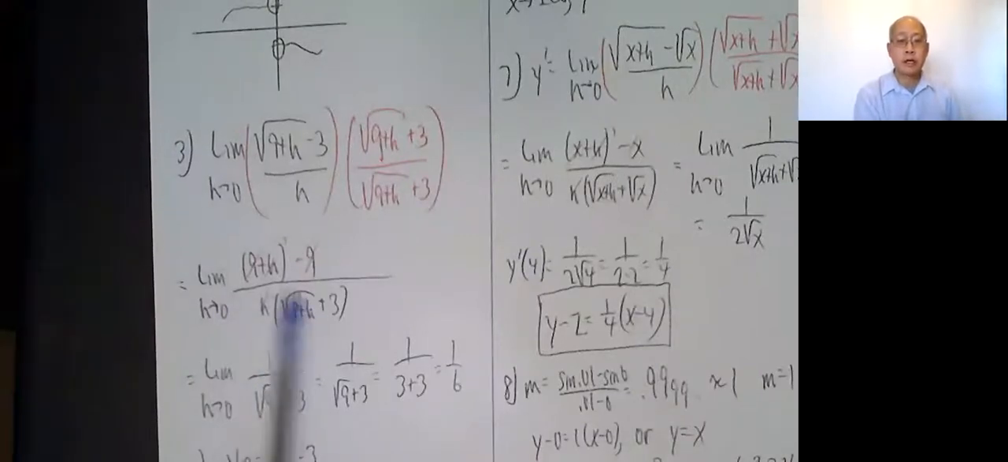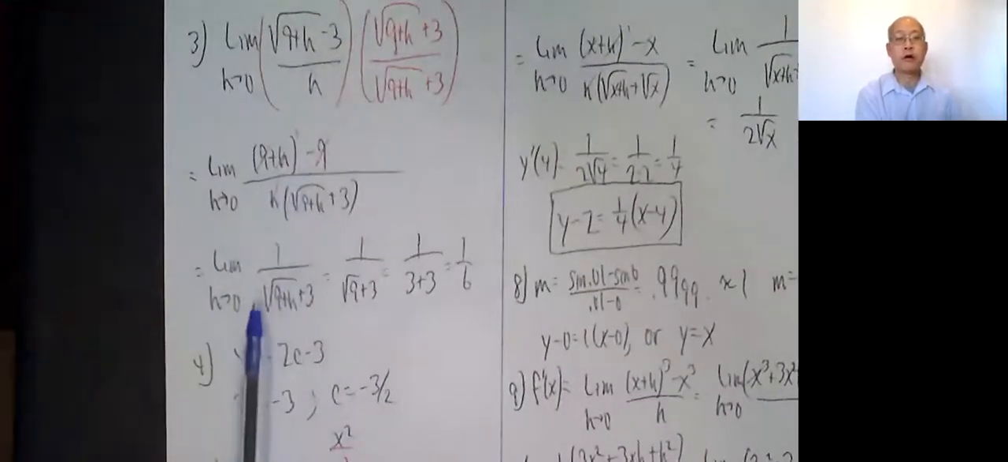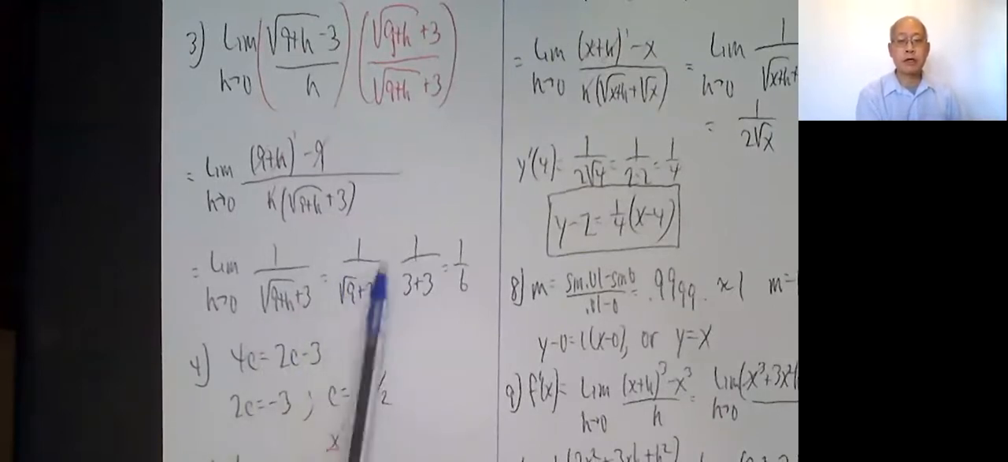Cancel out the 9s. You're left with an h, but you can cancel that h, so I'm left with a 1 on top. So the limit as h approaches 0 of 1 over radical 9 plus h plus 3. Now I plug in 0 for h: 1 over radical 9 plus 3, 1 over 3 plus 3, which is 1/6.